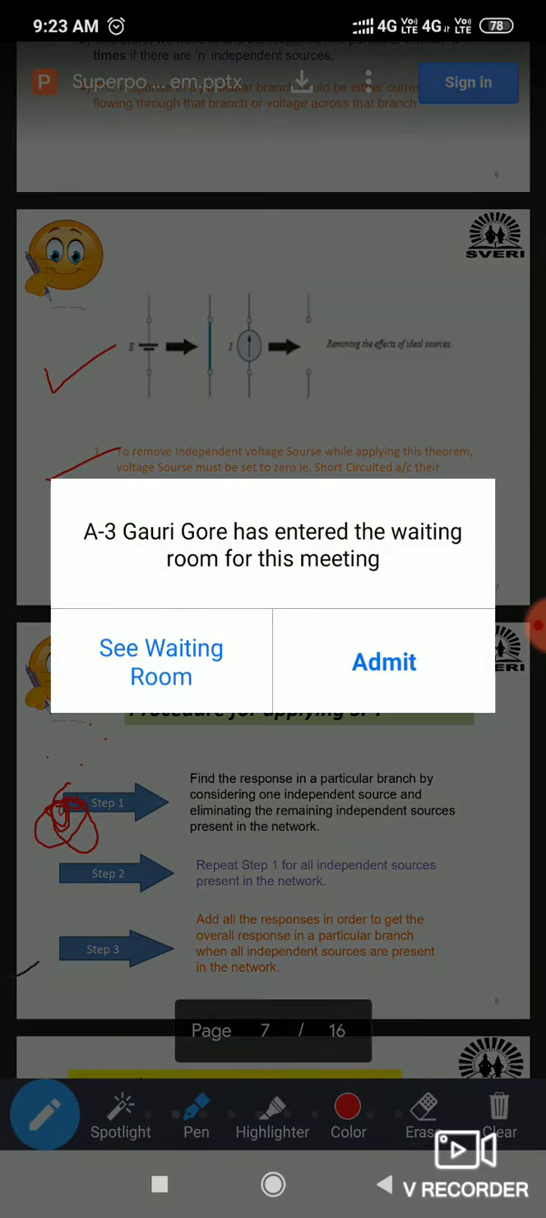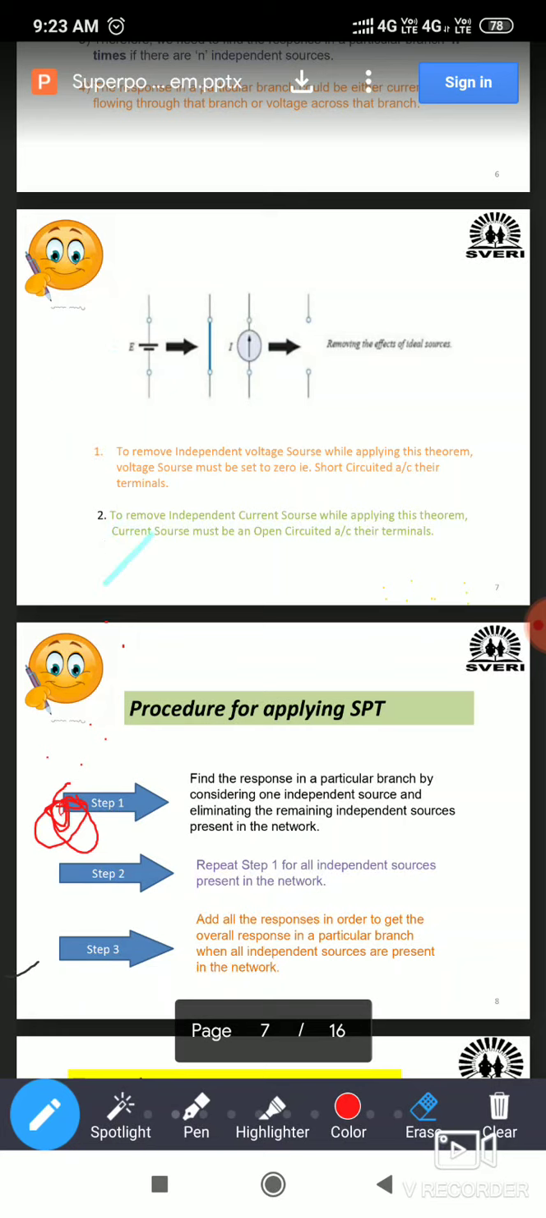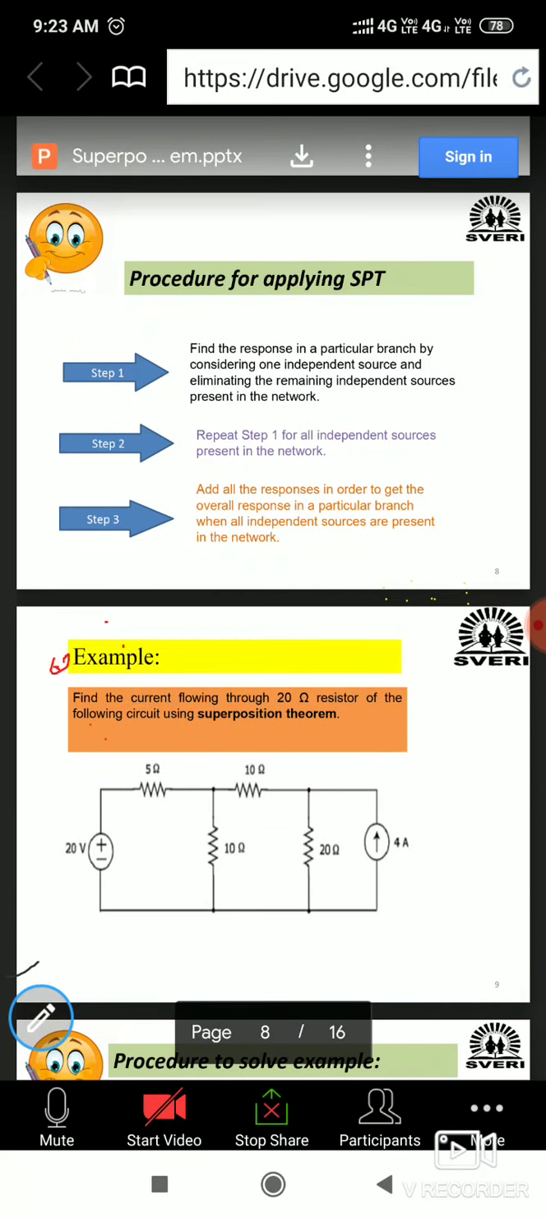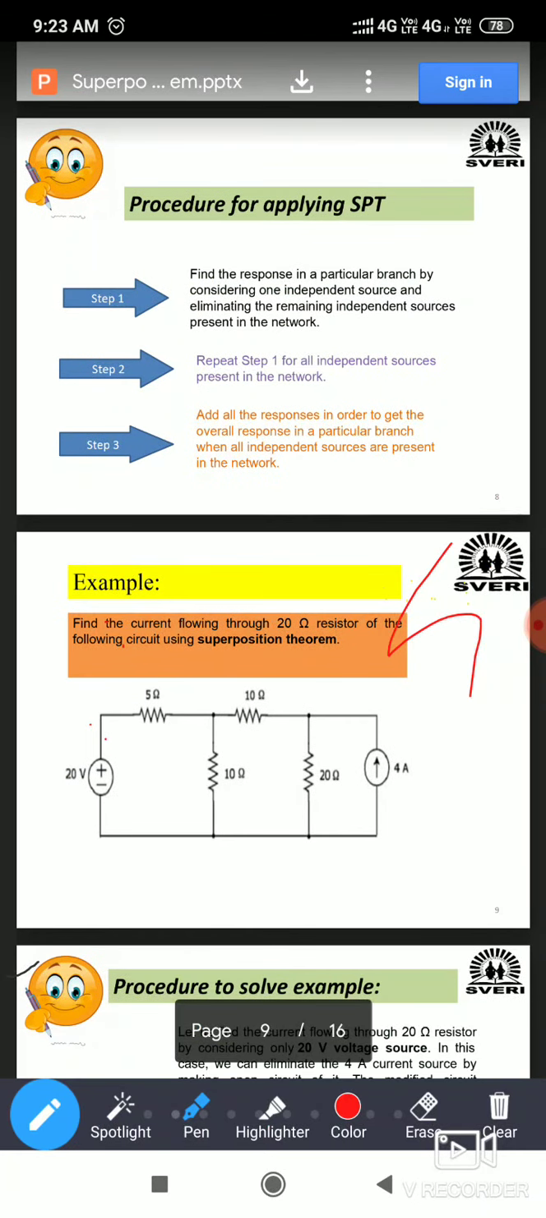Now next point. The procedure for applying superposition theorem. I have given it stepwise, and these steps you have to keep in mind. I have given it in a graphical manner so that you can remember it easily. Now, the procedure for applying superposition theorem, this you have to keep in mind. So give your attention, everyone.